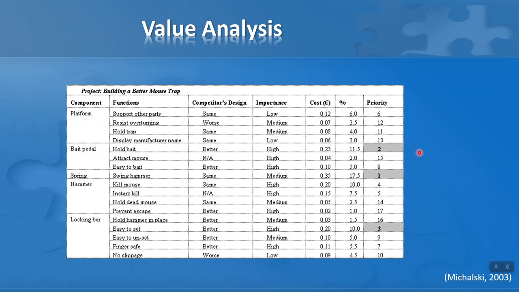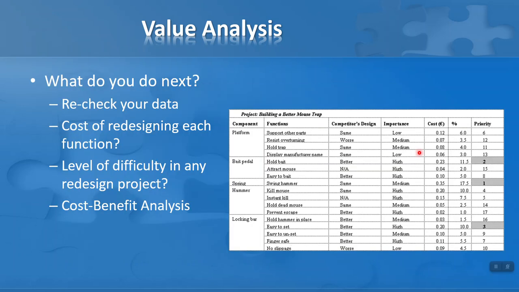Now, there's a few things we should consider here before we finish off. What do we do next? Well, first of all, as always, recheck your data. Recheck your costs and percentage calculations and priorities and so on here. And because it's a spreadsheet, you can do what ifs and so on in there as well. But you have to ask yourself, what is the cost of redesigning each function? So the cost of redesigning, for example, the 17th one, prevent escape, which is only 1% of our total cost, might actually be very, very low, and therefore we might consider it.